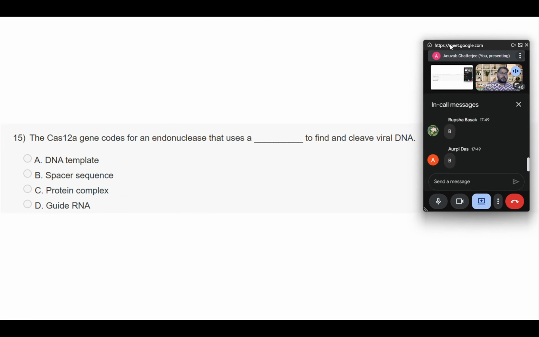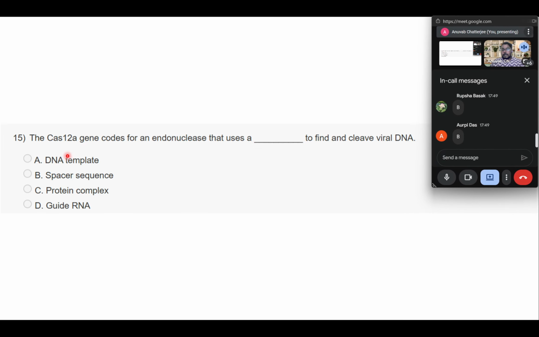And the last question for today is: the Cas12a gene codes for an endonuclease that uses a blank to find and cleave viral DNA. The options are DNA template, spacer sequence, protein complex, or guide RNA. You can put in what you think is the correct option in the chat.